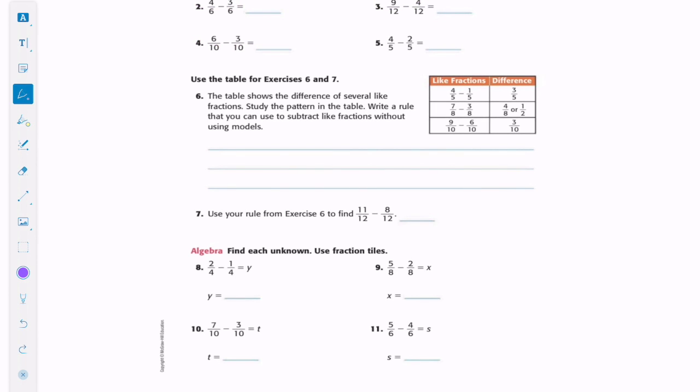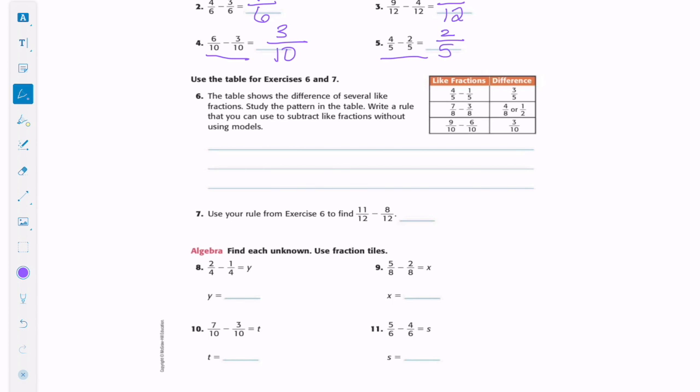So let's begin. 4 sixths minus 3 sixths. 4 minus 3 is 1 out of 6. 9 twelfths minus 4 twelfths. 9 minus 4 is 5 out of 12. 6 tenths minus 3 tenths. 6 minus 3 is 3 out of 10. 4 fifths minus 2 fifths. 4 minus 2 is 2 out of 5.